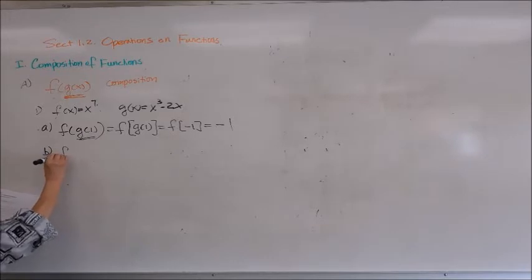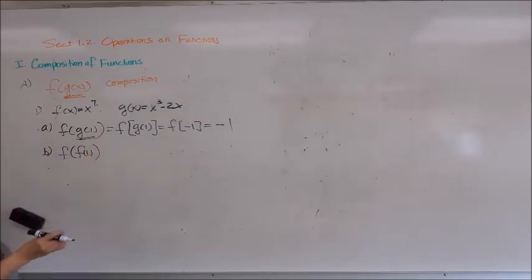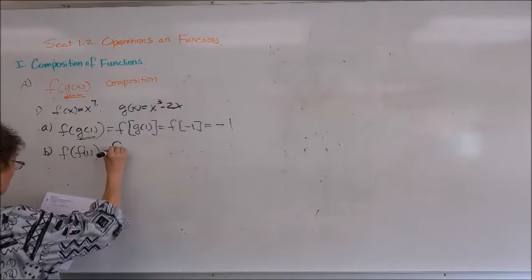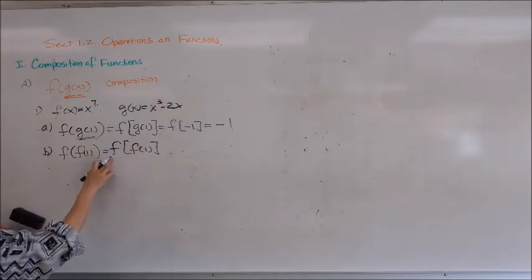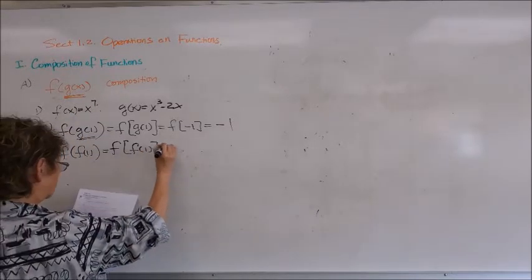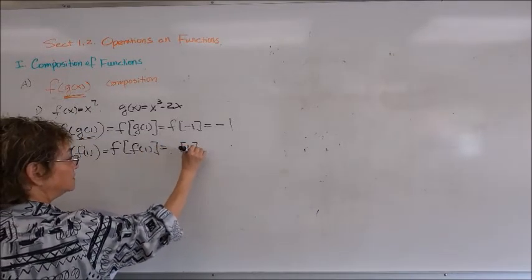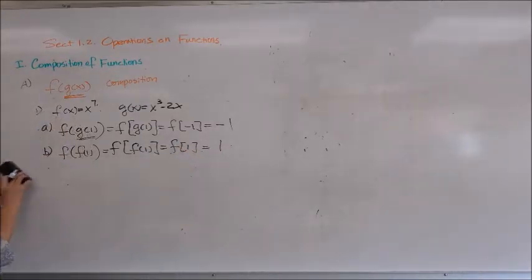Let's take a look. If I have f of f of 1, that means I stack f into f. So you would do f of 1 first. You get a value, then you put it back into f again. So 1 to the 7th power is 1. Then you put it into f again, you get 1. That's how we find the composition.